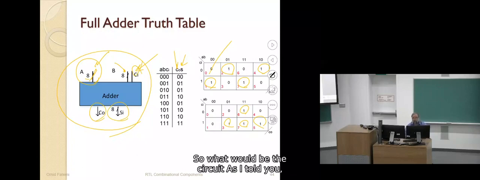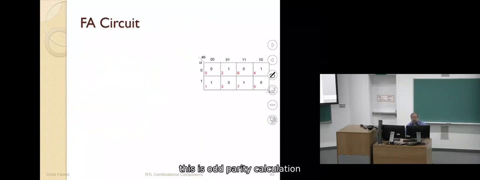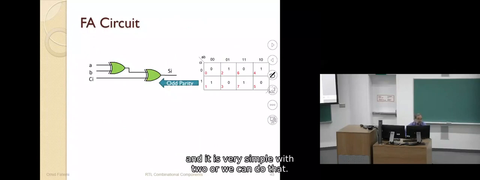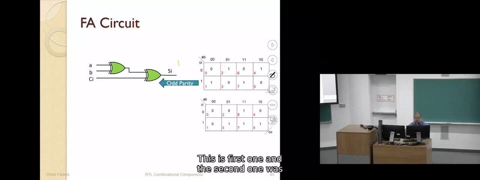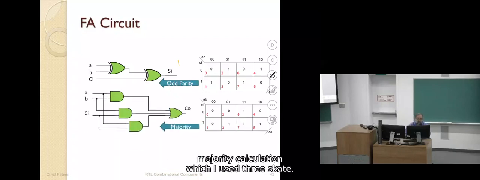So what would be the circuit? As I told you, this is odd parity calculation, and it is very simple. With 2 XORs, we can do that. 2 XORs will do the job. If you have 1 one, or 3 ones, SI would be 1. If you have 0 ones, no ones, or 2 ones, the SI would be 0. So this is the first one. And the second one was majority calculation, which I used 3 AND gates. So if both of them are 1, we have 1.